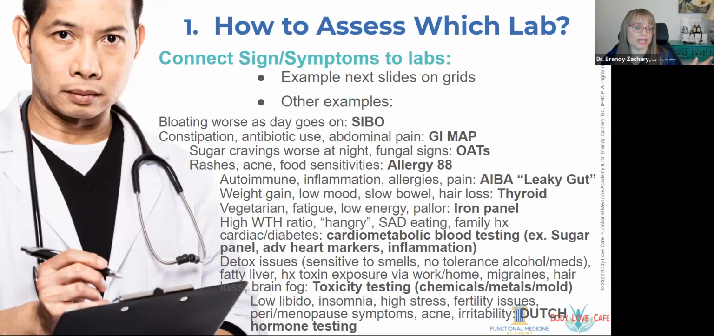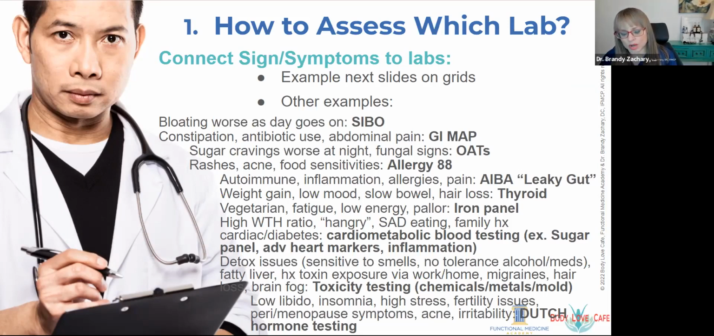Instead of ordering 3 tests, especially if they say only one, maybe we'll say the Allergy 88, which has true allergies, IgE. It has IgG4, an immune blocking response. It has IgG, it has C3D. So it has a nice little allergy sensitivity food cascade, but it also has a marker for Candida and mold. So you get a little extra bang for your buck. So if I had to pick one in that example, I would go for that.